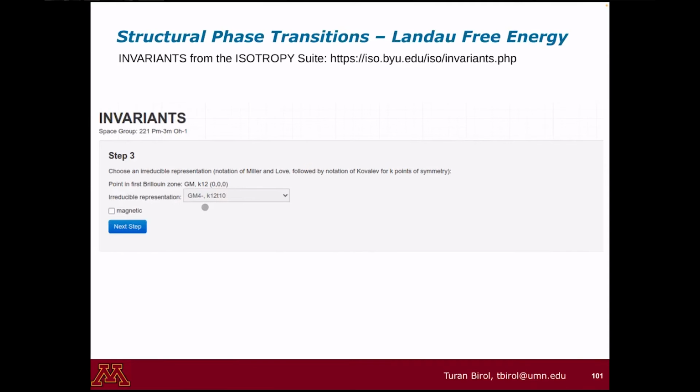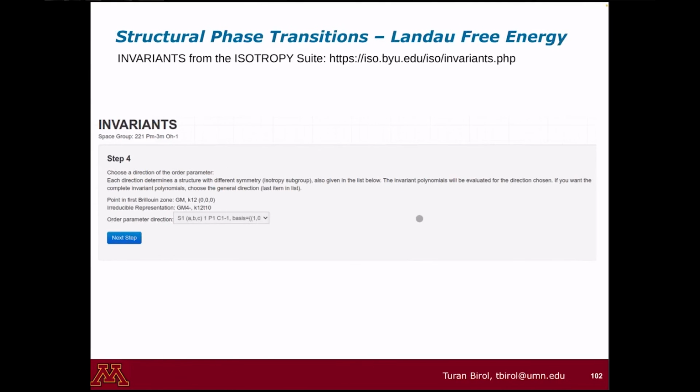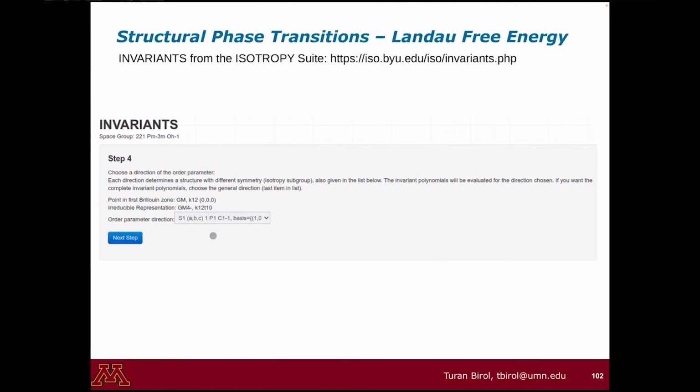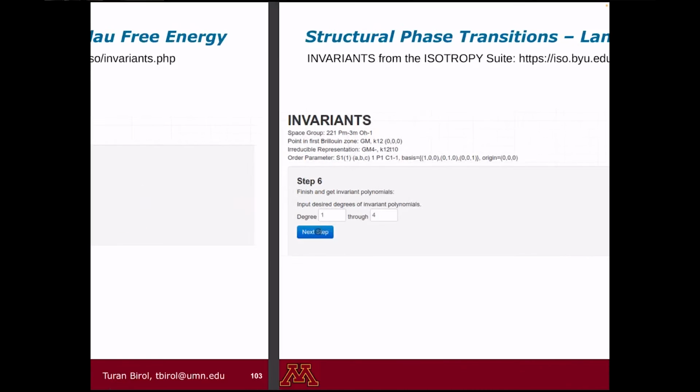So there's a drop-down menu. There are typically, depending on the space group, 3, 4 to maybe 10, 12 representations available. So ours is gamma 4 minus. You pick a general direction to be ABC. So I want to see the most general form where polarization along X, which is A, or polarization along Y, which is B, or along Z, which is C, can be non-zero and they can be different from each other. And just click next here.